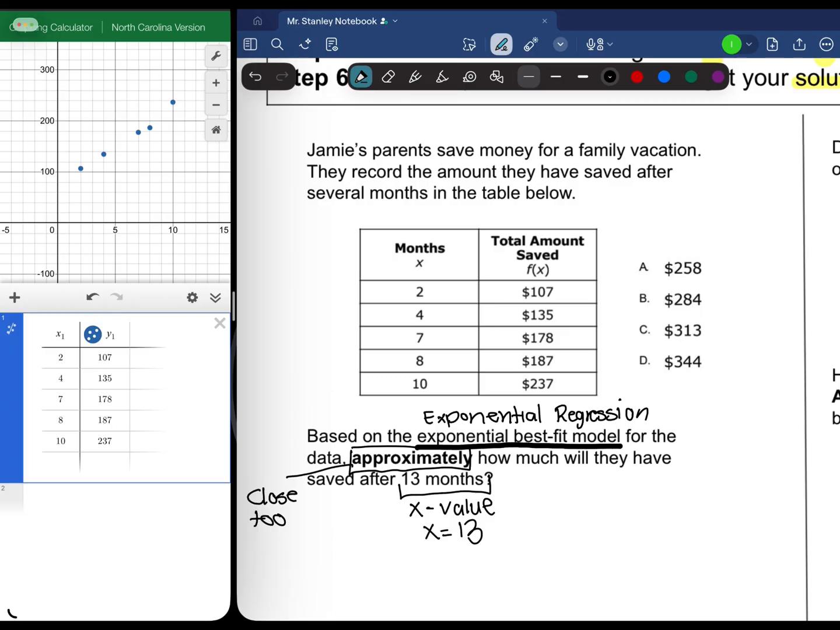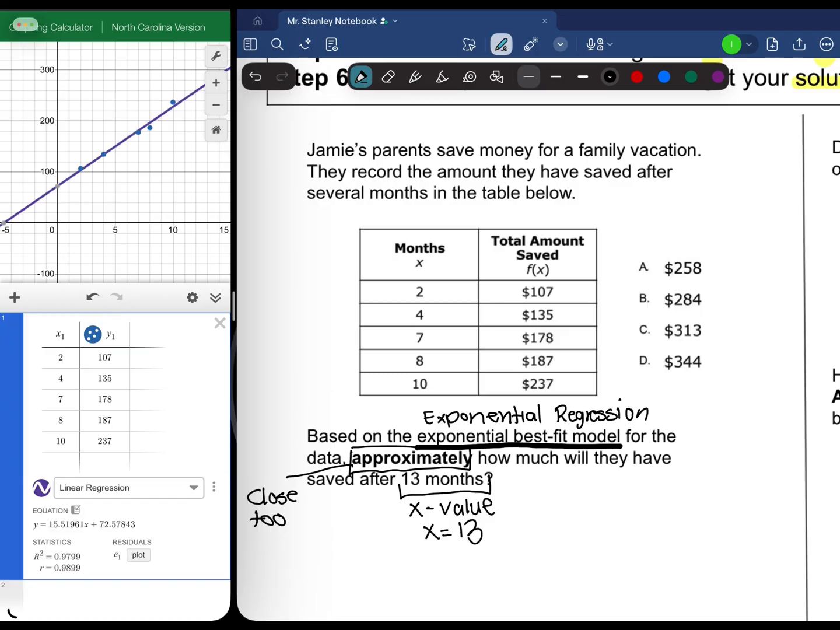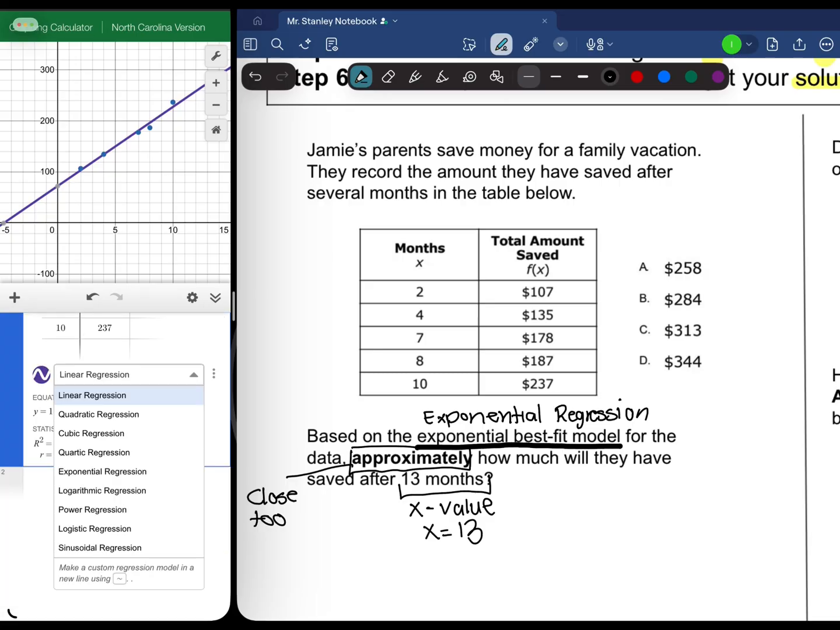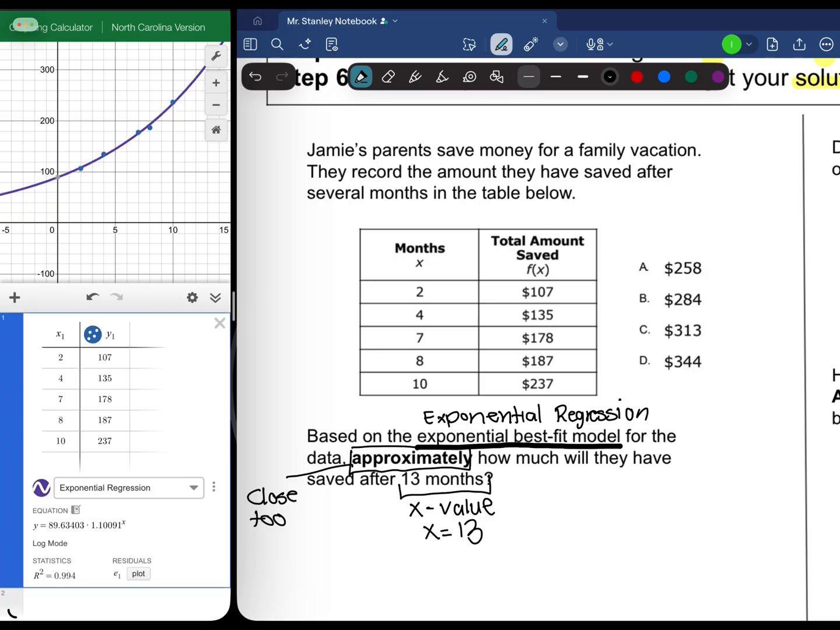Now we go ahead and hit our regression button, which is the line with the dots. Now, see, we got the drop down menu that showed up. The first one that's going to show is linear regression, but this one we need exponential. So we're going to hit our drop down, choose exponential regression, and you can see that the line is drawn for us, and it's kind of curved. So exponential regressions have a curved line.